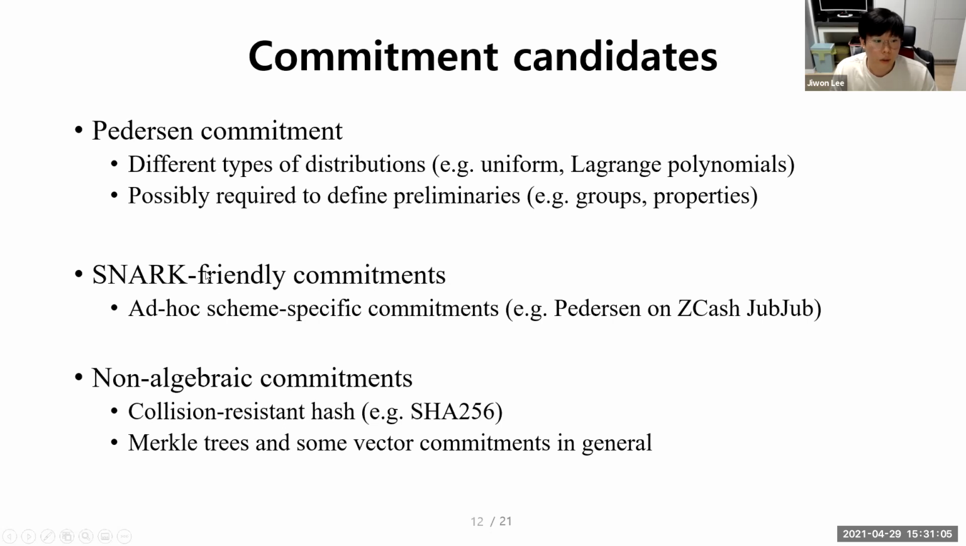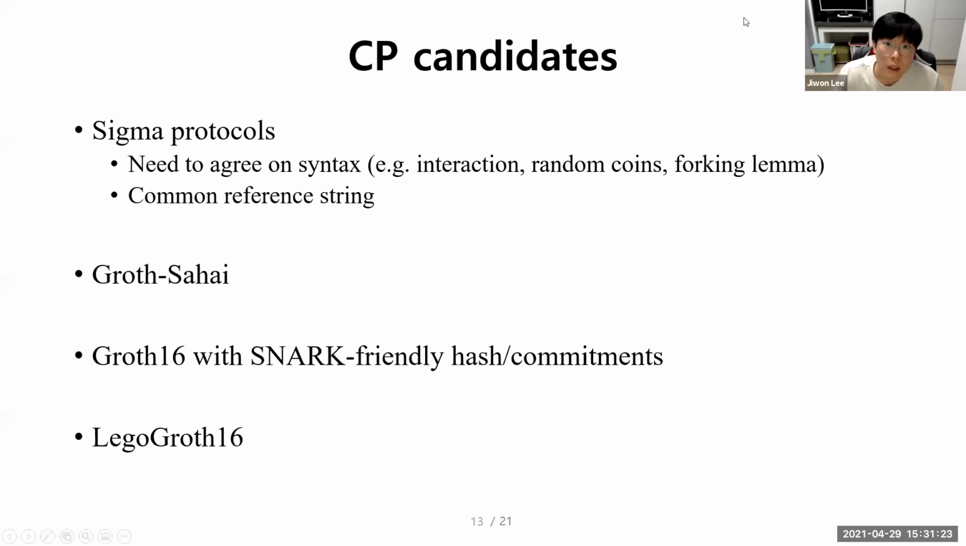And there are also some other non-algebraic commitments like collision-resistant hashes such as SHA-256 or Merkle trees, or even some vector commitments in general. So these were the candidates that we were talking about since last year. So maybe we could choose some standard between those candidates. And let's move on to the CommitImprove.